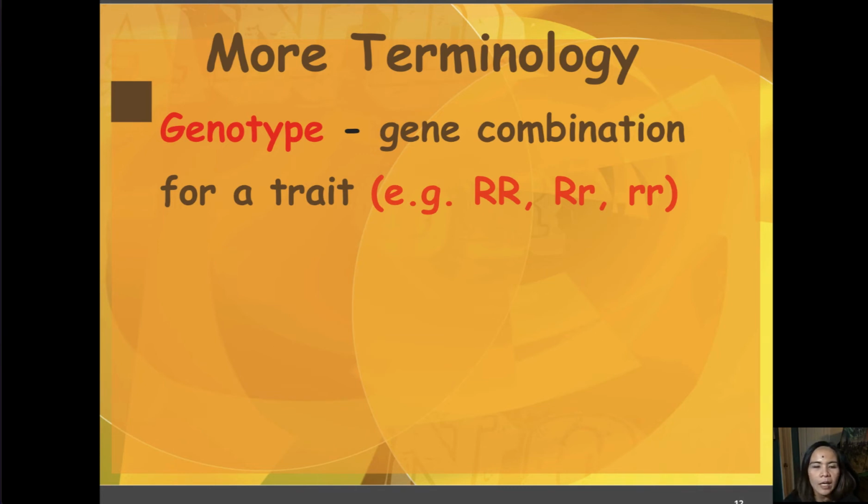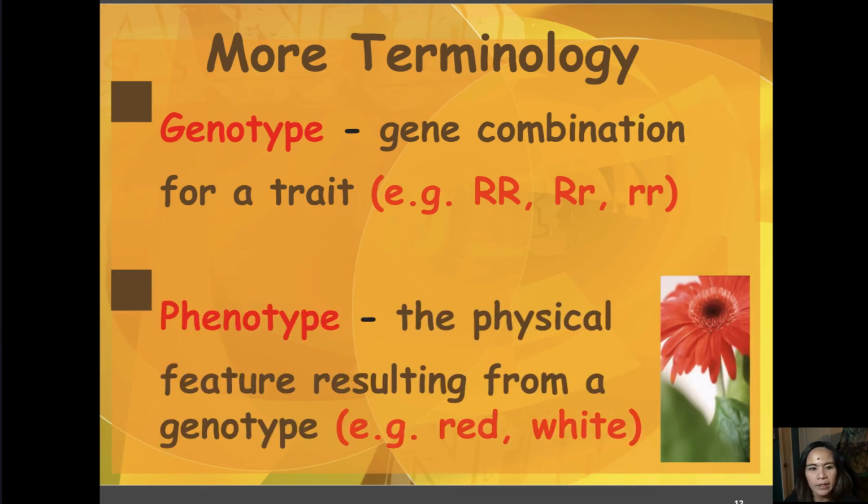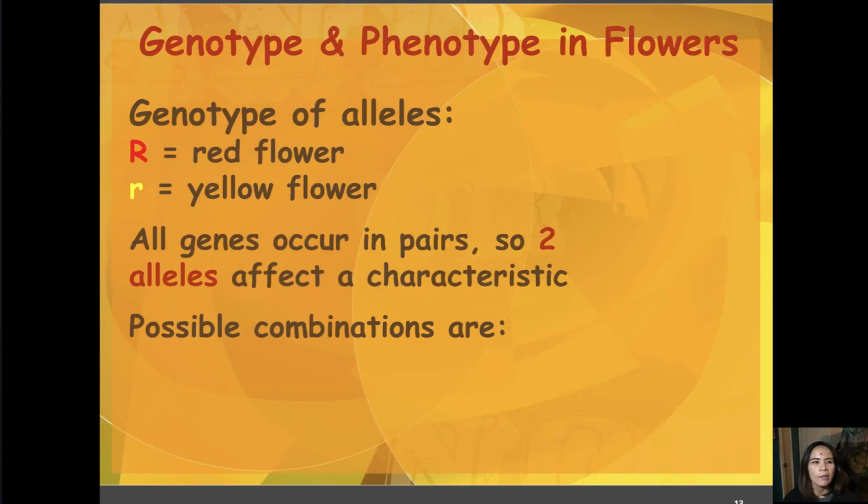It can be a combination of two dominant alleles, or a heterozygous combination of the dominant and the recessive allele, or just two recessive alleles. Now, a phenotype is the physical feature resulting from a genotype. So that's the one that you can see on the outside. Here's an example. For the alleles, capital letter R is a red flower, and the small letter r is a yellow flower.